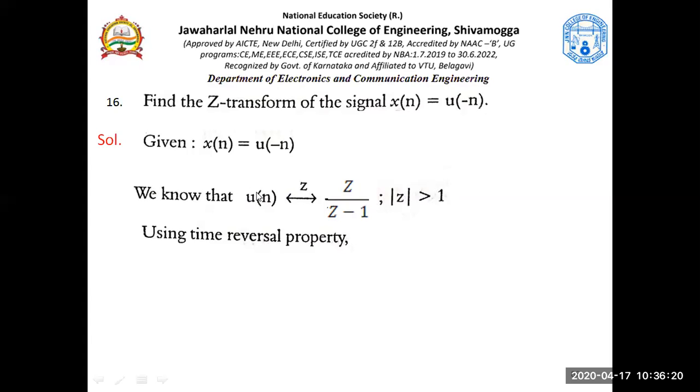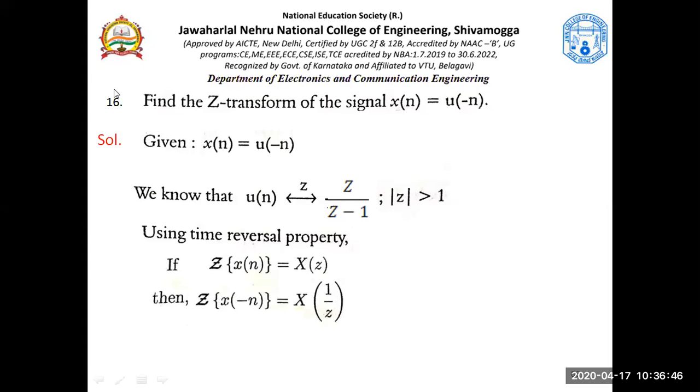Now, using the time reversal property. What does the time reversal property say? Remember that? The time reversal property says that if you have X of z for x of n, then for x of minus n, what you need to do is, in X of z, replace z by 1 by z. That is what is being told here. See here, if you have x of n and you find the Z transform of x of n to be X of z, then the Z transform of x of minus n can be found by replacing z by 1 by z.